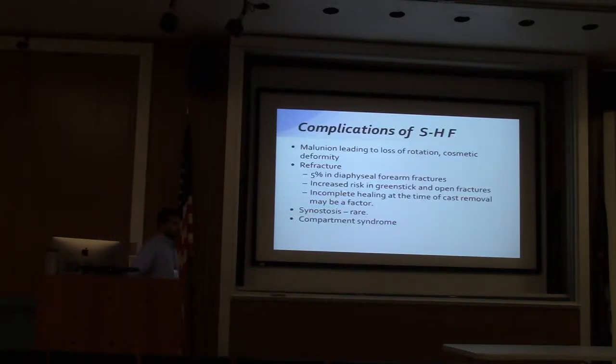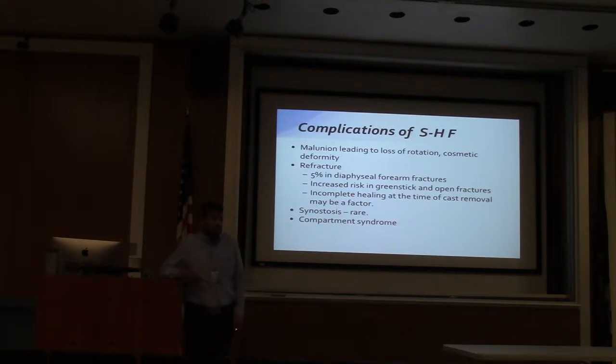Some complications of Salter-Harris fracture are malunion, refracture, especially if the immobilization is removed early. It's very common in the forearm because of repeated falls. And synostosis, which is early closure of the growth plate, resulting in shortening of the limb or deformity, either varus deformity or valgus deformity, and compartment syndrome.